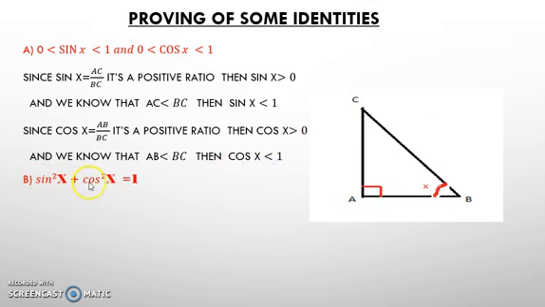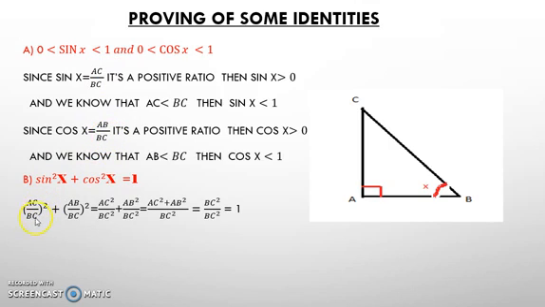Sine square x plus cosine square x is equal to 1. Replace sine x by its value AC over BC and cosine x by its value AB over BC. So, (AC over BC) squared plus (AB over BC) squared is equal to AC square over BC square plus AB square over BC square, with the same denominator BC square. The result is AC square plus AB square over BC square. We know that the triangle is right at A, so according to the Pythagorean theorem, AC square plus AB square is equal to BC square. Simplify BC square and BC square, then it's equal to 1.